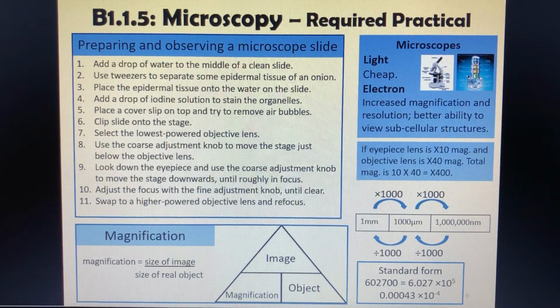Then we might have to work out the total magnification. So we've got the eyepiece lens at the top and we've got the objective lens. And whatever those two magnifications are, we multiply them together to get the total magnification. So we've got here an example of times 10 on the eyepiece lens, times 40 on the objective lens, and multiplied together, it's 400 times. So we're seeing those cells 400 times bigger than they actually are.